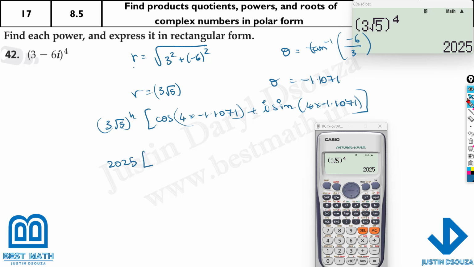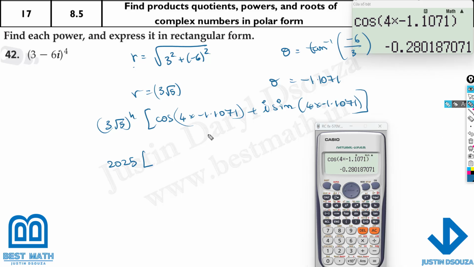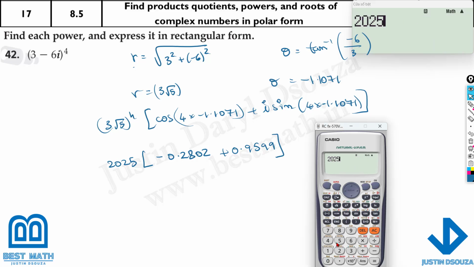Here this is 2025. And cosine 4 times minus 1.1071, that is minus 0.2802. And what about the next one? Just change it over here to sine. And here we go, it is plus 0.9599. And I hope you remember this. We just did it a while ago. And now these answers need to be multiplied by 2025.